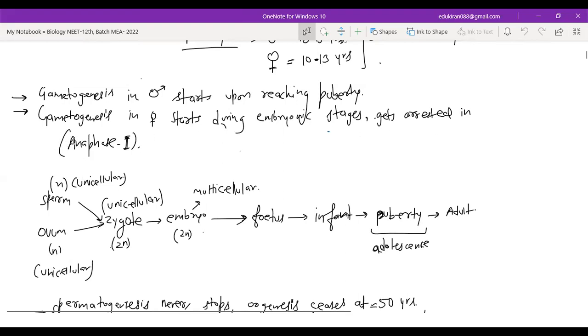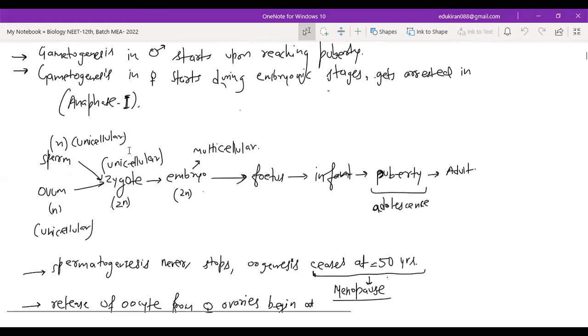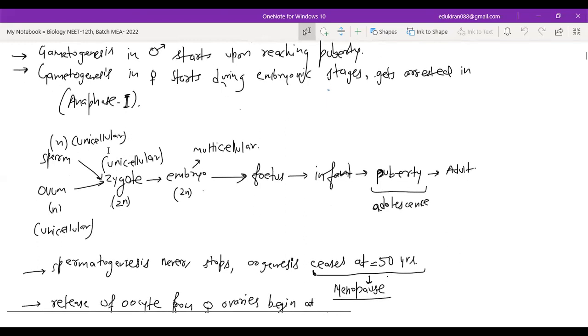So gametogenesis in females starts during the embryonic stage, and it is not continuous. It starts and then gets arrested at anaphase 1 of meiosis 1, and then continues from there after puberty.